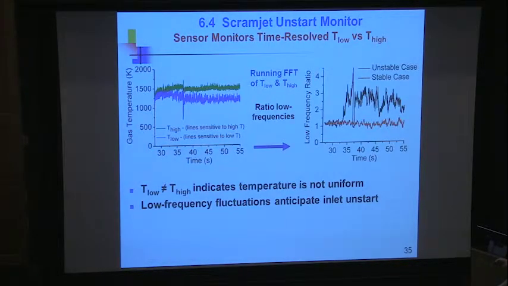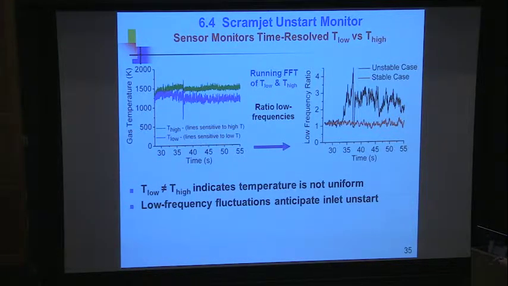So we look at ratios of frequencies. Look at the ratio of the frequencies, and we find, sure enough, that when the engine is running stable, the ratio of these fluctuation frequencies is constant. But when it goes unstable, we begin to see this.